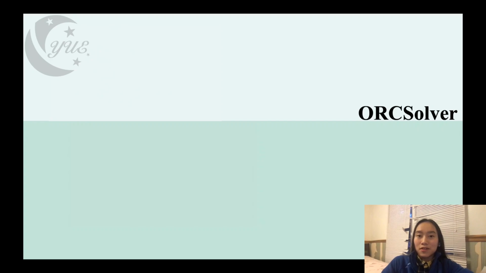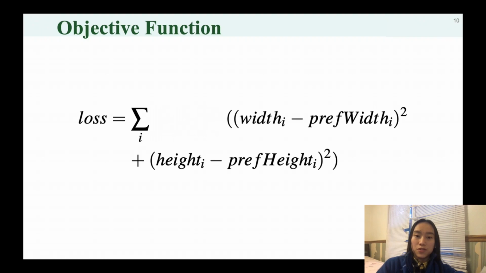Now we describe our org solver. We define an objective function to evaluate layouts. To create a balanced layout appearance, our objective function is the sum of the L2 loss of the deviations between preferred and resulting sizes. It is a least squares approach that reduces deviations by minimizing their squares.